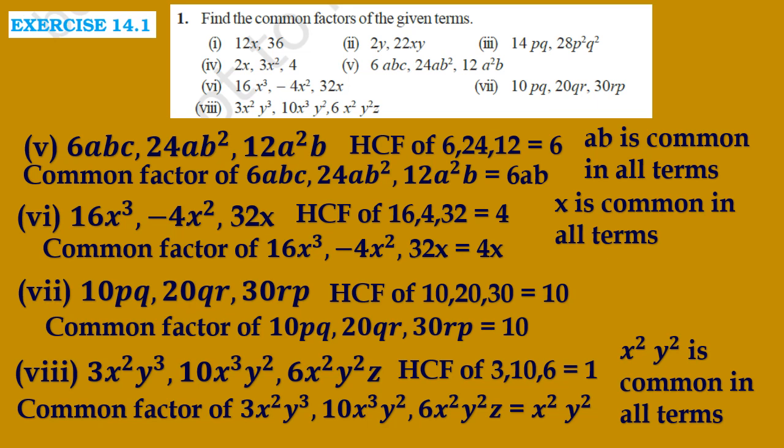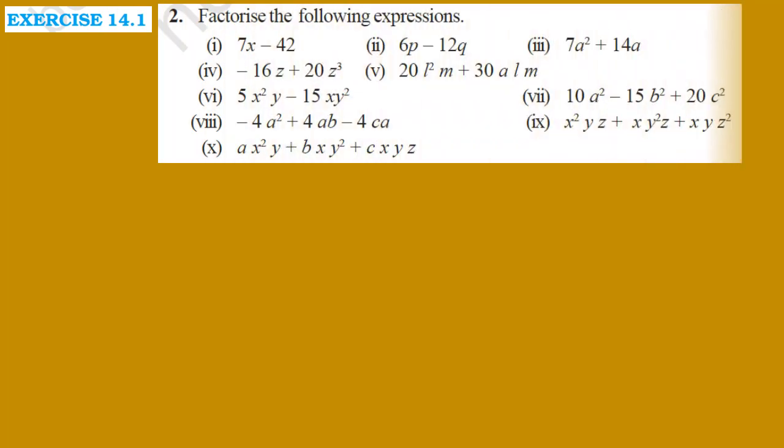Now question number 2. Factorize the expressions. Question number 1. 7x minus 42. So 7 is a prime number. 42 is a multiple of 7. So I can write it as 7x minus 7 into 6. So in both the terms, 7 is common. So 7 I can take out as a common factor.